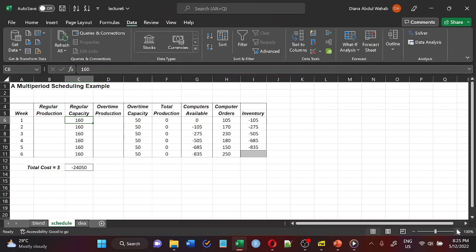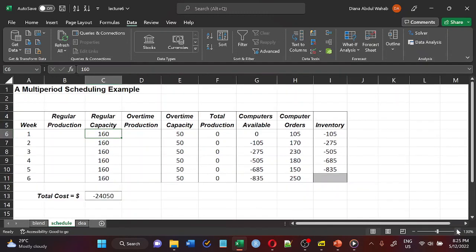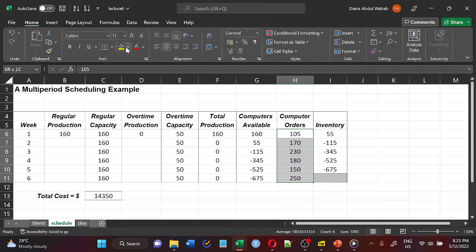This one is also given on your spectrum. So let's say this one I just type in. Let's say in the first week you want to produce 160, no overtime, and then the demand is 105. I want to put the demand as yellow in here, so you know, or red.